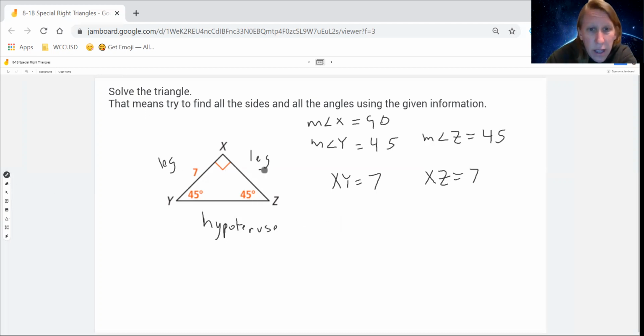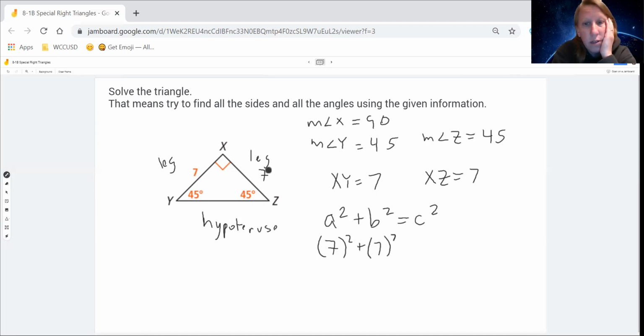Do we have a theorem that can tell us, if we have two sides of a right triangle, what the third side's going to be? We totally do. It's called the right triangle theorem. And it says that a squared plus b squared equals c squared. In this problem, I know that the legs are both 7. So I could do 7 squared plus 7 squared, and that's going to give me my answer squared. So this is 49 plus 49.